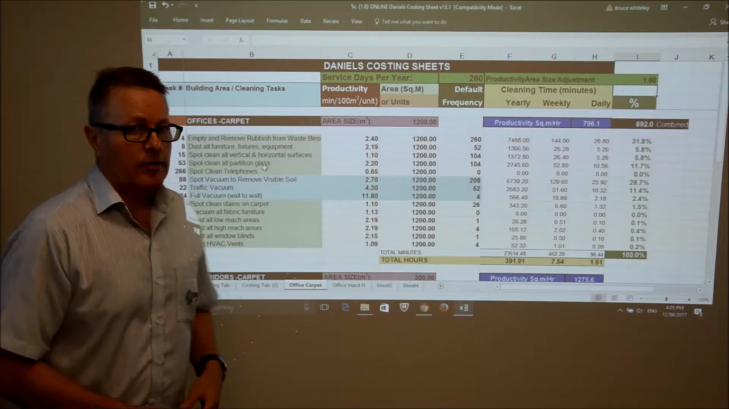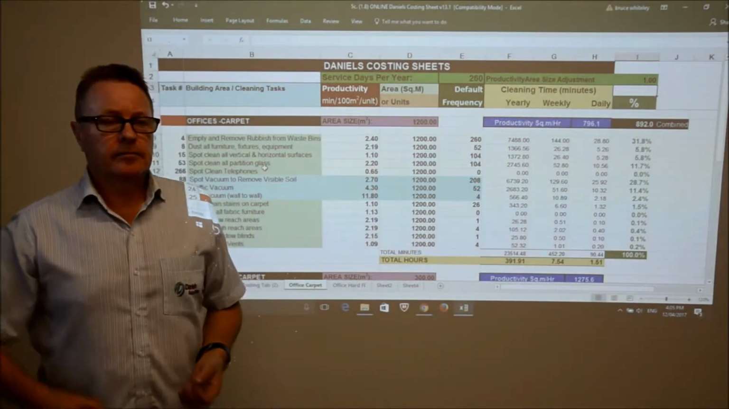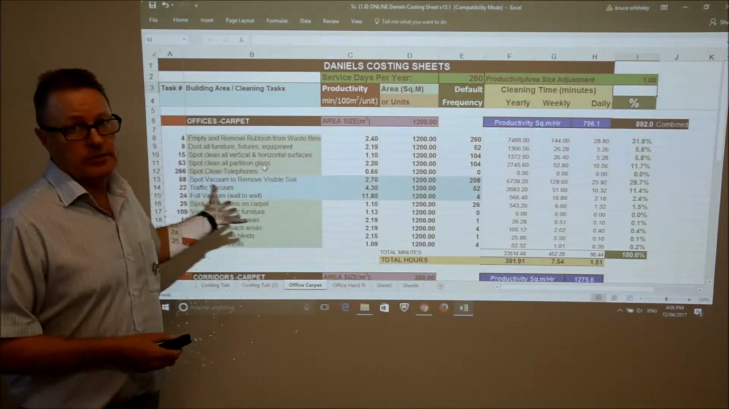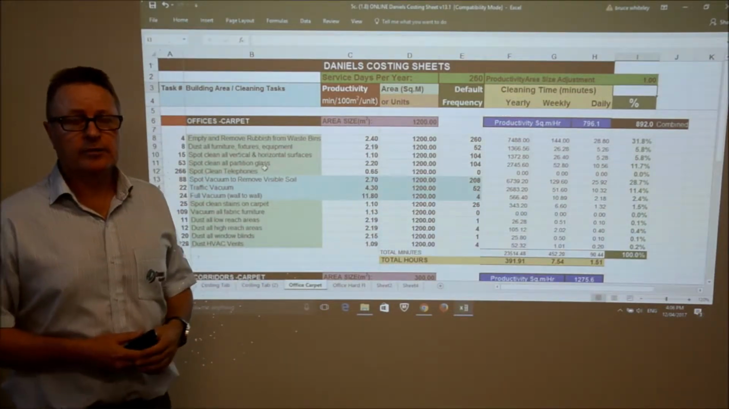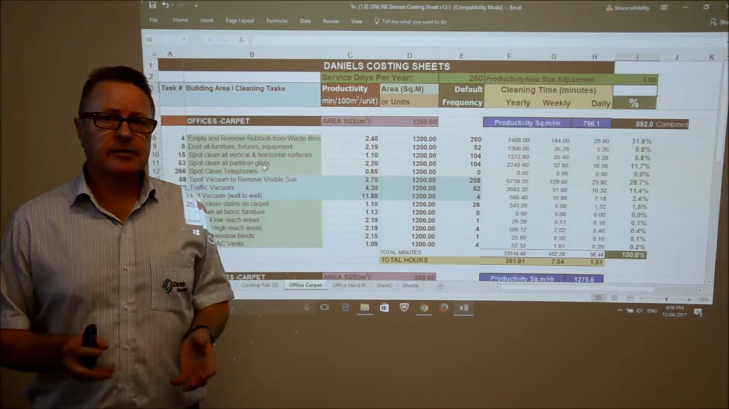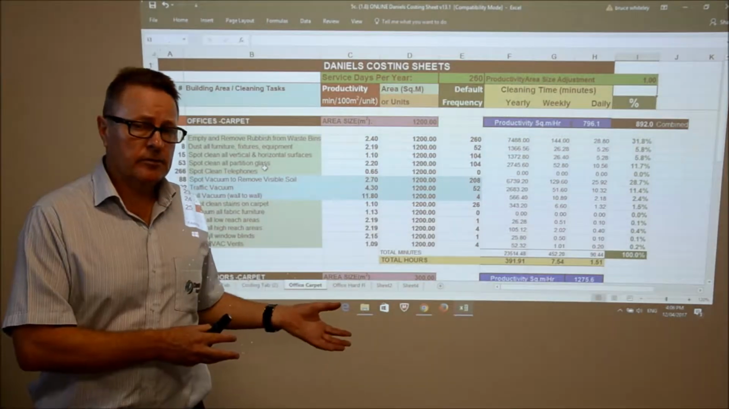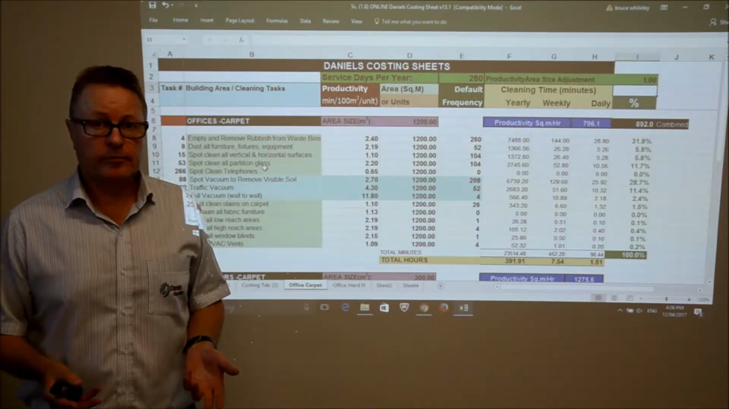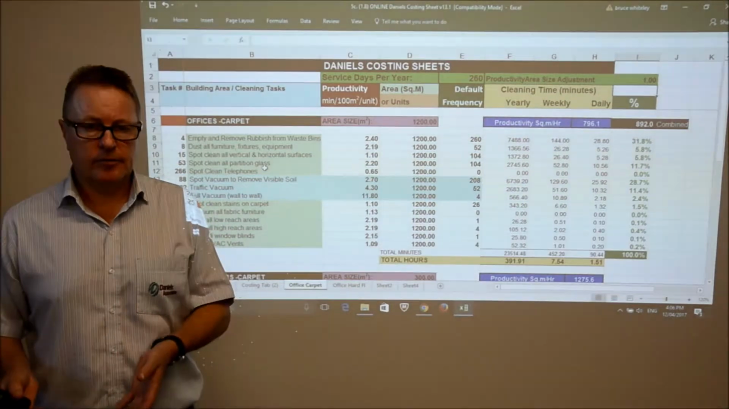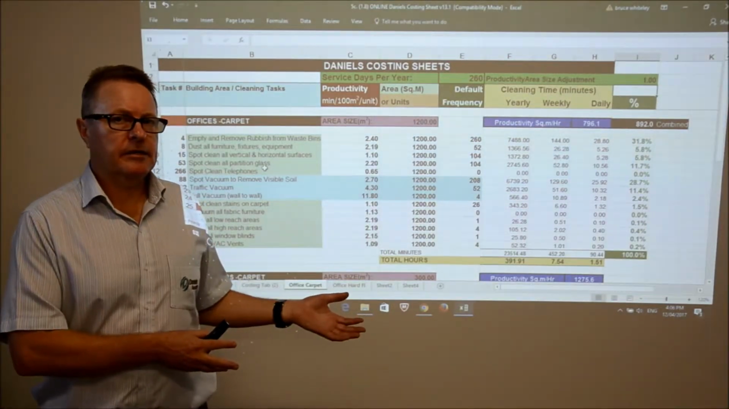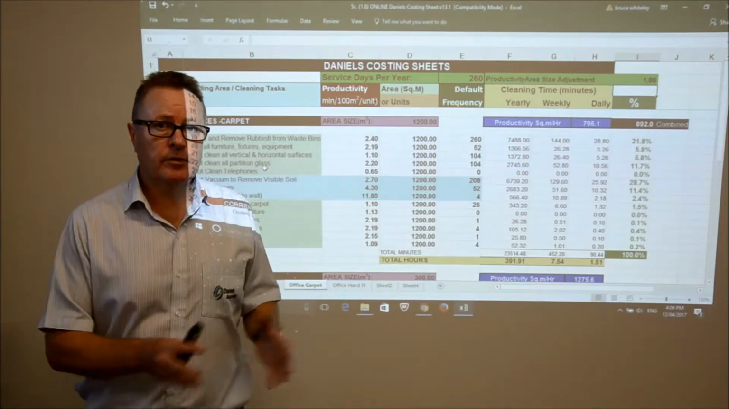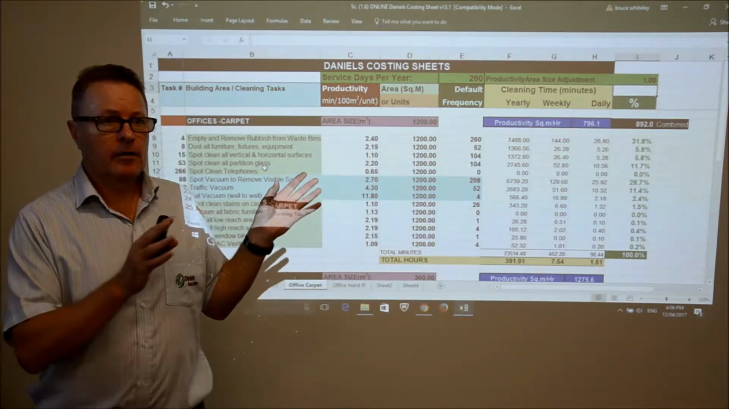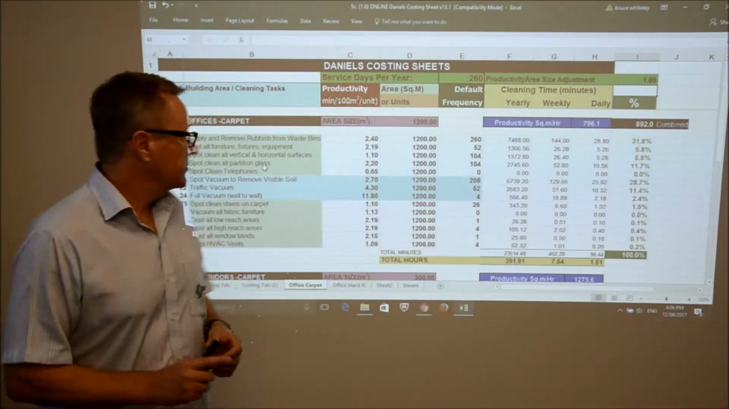When we go into a high-rise building, on average 80% of the office area will be offices and 20% will be corridors. And there's quite a different variety of cleaning tasks performed in an office compared to a corridor. For example, there's no waste bins in a corridor. So the productivity of cleaning a corridor is a lot higher than cleaning the carpeted office area. So it's important to understand when we measure an office that we've got both office areas and corridor areas.